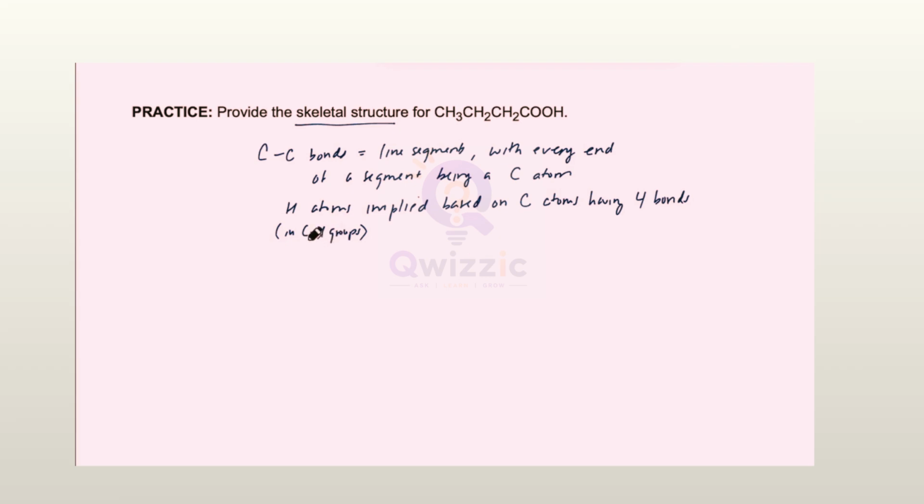Hydrogen atoms, and I wrote specifically in CH groups, are implied based on carbon atoms having 4 bonds. So every carbon needs 4 bonds. If you only see 2 bonds or 1 bond, then you can infer how many hydrogens are present. Obviously, hydrogen atoms on other atoms need to be specifically indicated.